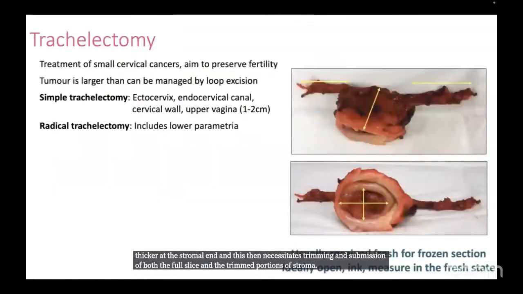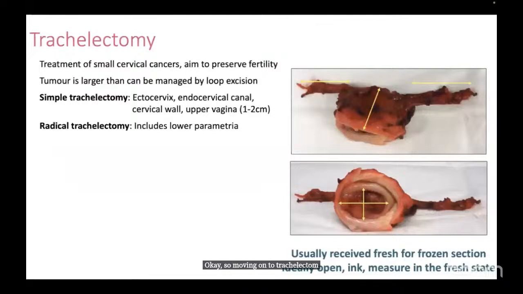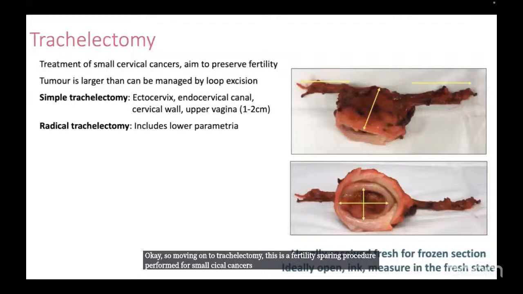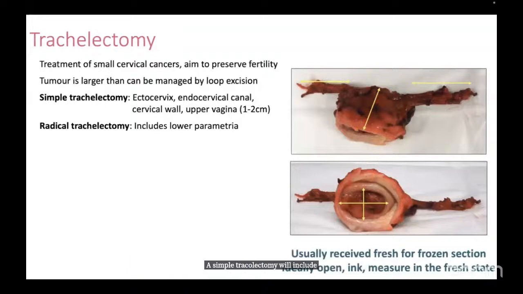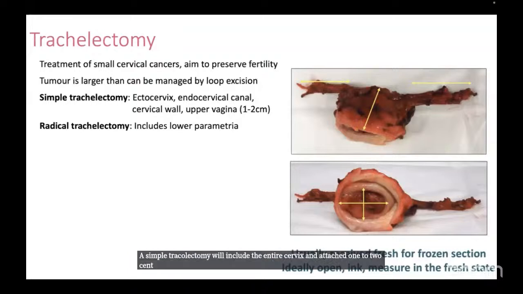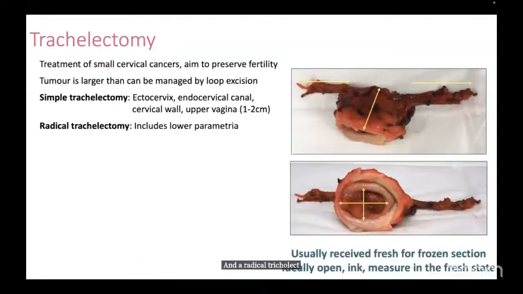Okay, so moving on to trachelectomy. This is a fertility sparing procedure performed for small cervical cancers, usually larger than can be managed by a loop or a cone excision. A simple trachelectomy will include the entire cervix and attached 1 to 2 centimetre cuff of upper vagina, and a radical trachelectomy, which is what's pictured here, will include lower parametria.